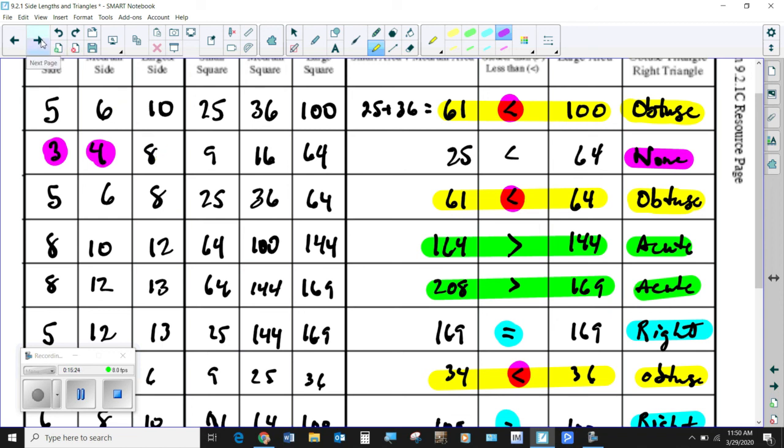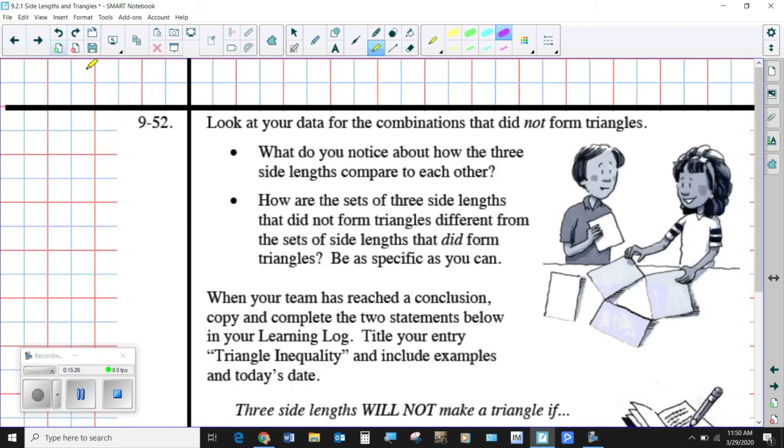All right, so here is the pattern. What are we noticing about the three side lengths? How are the sets of the three side lengths that did not form triangles different from the sets that did form the triangles? Okay, we'll get there in a second.